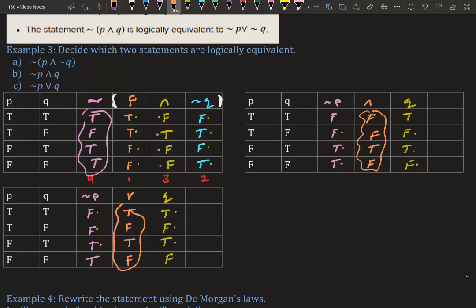So if we compare our answers, we do have matching ones. I'll circle them in purple. That matches, and this matches. So A and C are equivalent.